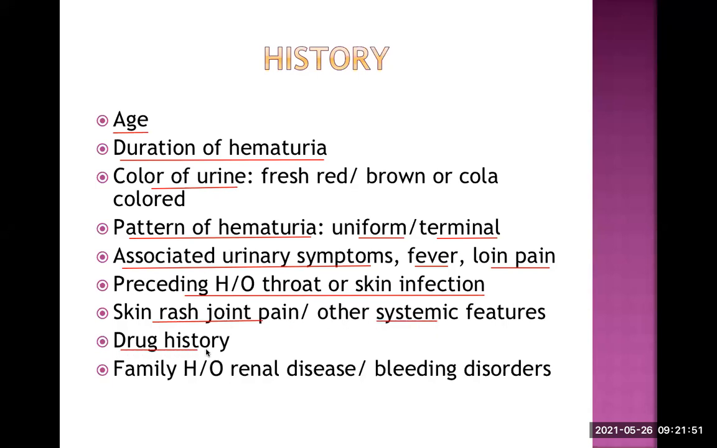Ask about the intake of any drug. Who knows? This patient is a tubercular patient and the patient was taking rifampicin. Until and unless we ask, we don't know. And we unnecessarily think about so many different things, but actually the cause of the red colored urine is rifampicin. So this type of history should be asked. Ask about the family history of renal disease or bleeding disorder, which may run in the family.